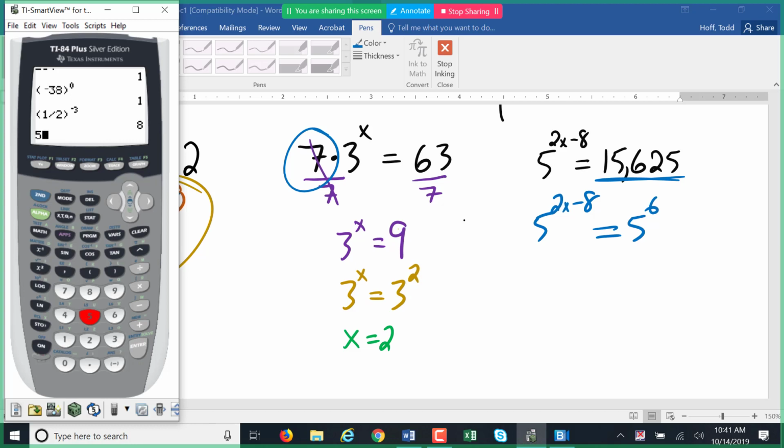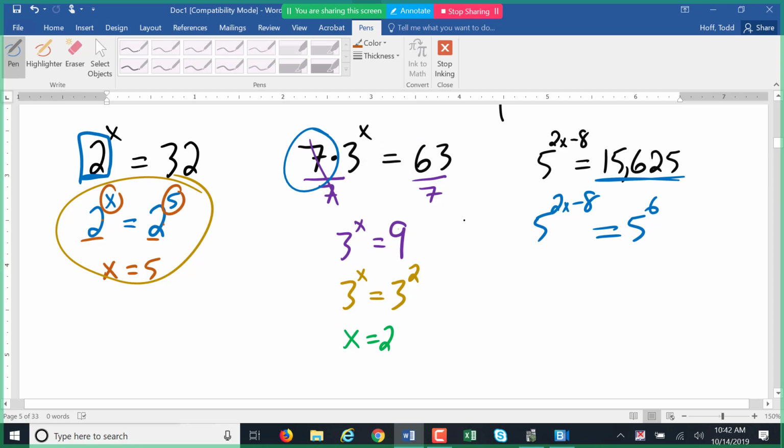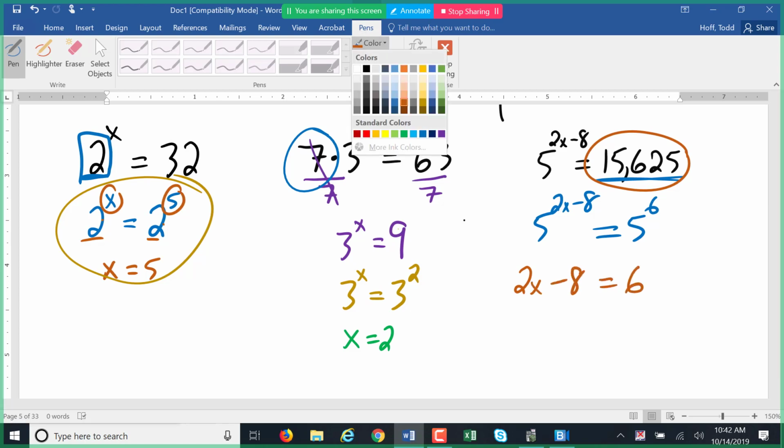We know that the base of our exponent is 5. If we did 5 to the power of 4, that's 625. Way too small. 5 to the power of 5 is 3,125. Again, too small. 5 to the power of 6, there it is. That's our 15,625. For right now, that's the only strategy we have for rewriting that as an exponent. Now that they're both bases of 5, we know the exponents have to be equal. So 2x minus 8 has to equal 6.